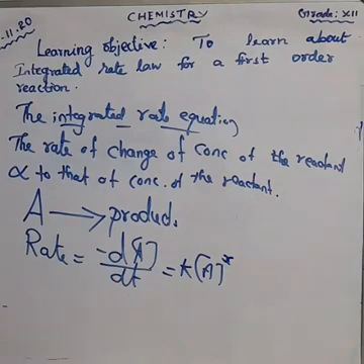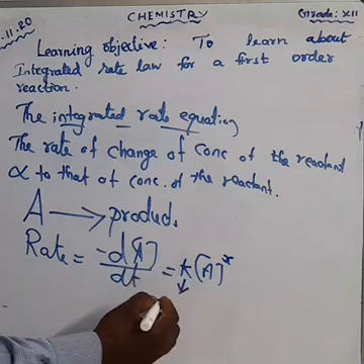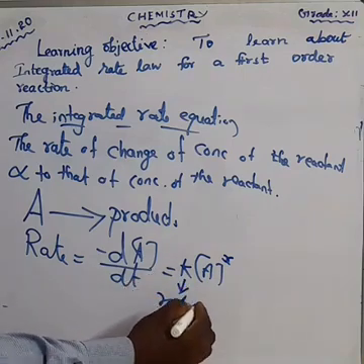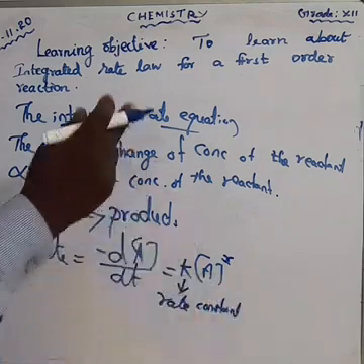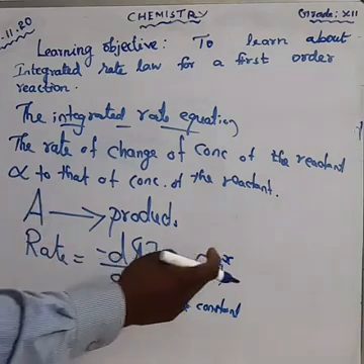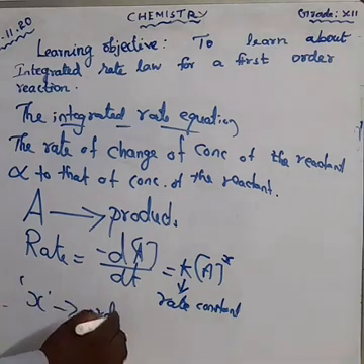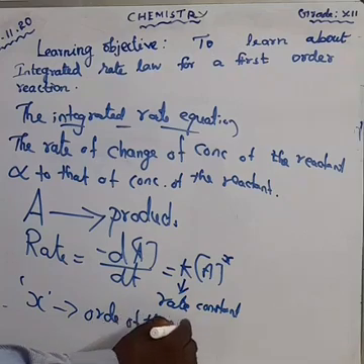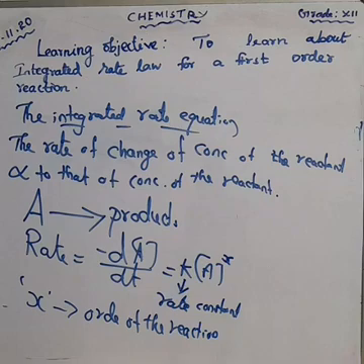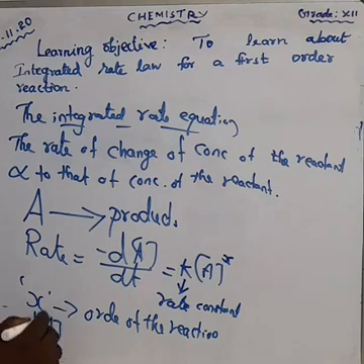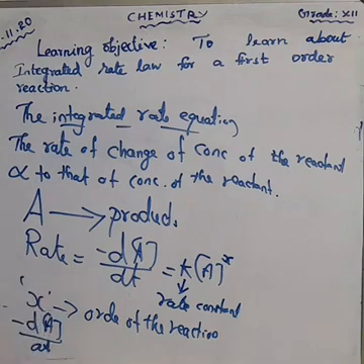Here, what is k? K is called the rate constant, and x is the order of the reaction. We can write the above equation as the differential equation, minus dA by dt. It gives the rate at any instant.